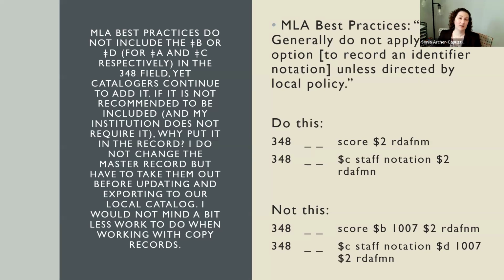So you are correct. MLA best practices do say that generally you do not apply the option to record an identifier notation unless directed by local policy. So you would do score, then subfield B RDA-FNM for format of notated music, and subfield C staff notation for form of musical notation. See, I'm doing it, rather than keep those codes in there.